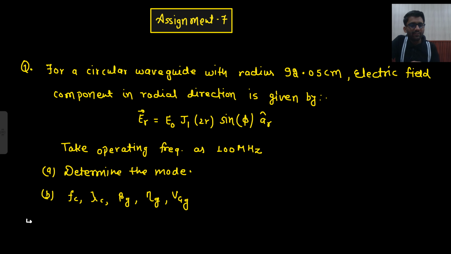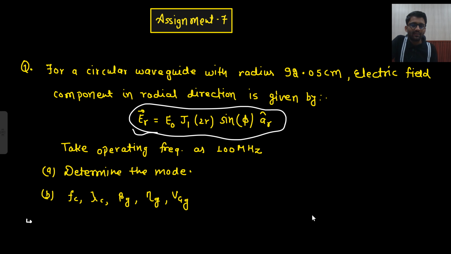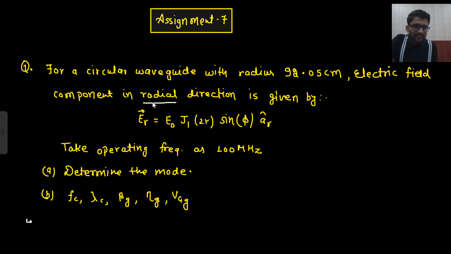A circular waveguide with radius 92.05 centimeter and electric field component in radial direction is given. So this component is given. Here they have written R. What do you understand by that? They have told that this is the component in radial direction. That means this is the E rho component.